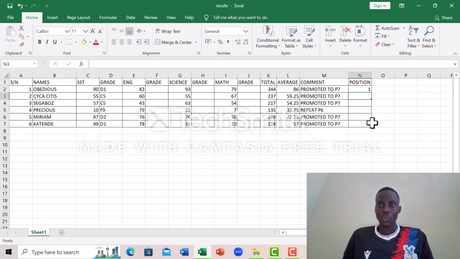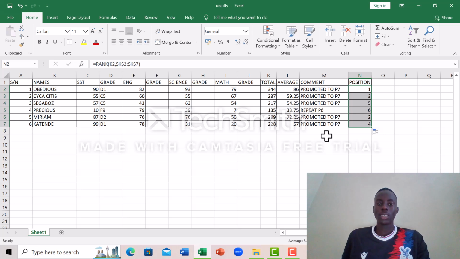Yes, so it has brought for us the position which shows this Obedias as number 1. Let's see who is number 2, number 3, number 4, and so on. So as I told you, we press in our right hand corner of the cursor, and let's turn our cursor. It has brought for us the answer, which is Obedias as number 1, number 2 as Miriam, number 3 as Psychacitis, number 4 as Katende, number 5 as Sigabos, and number 6 as Precious. So that's how we position these people.